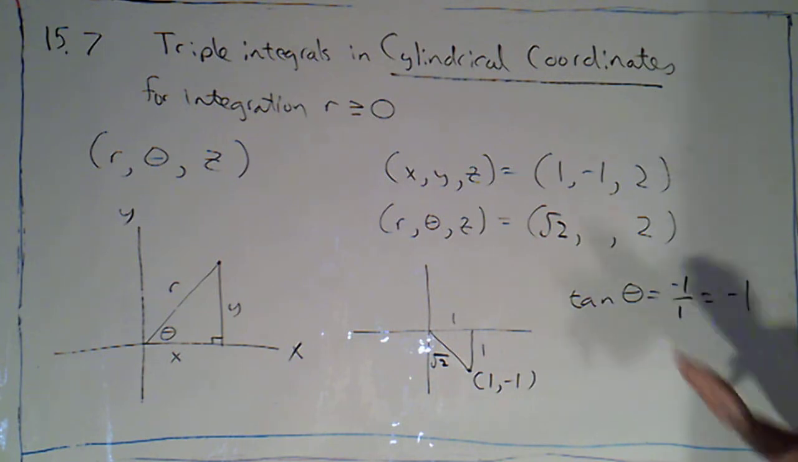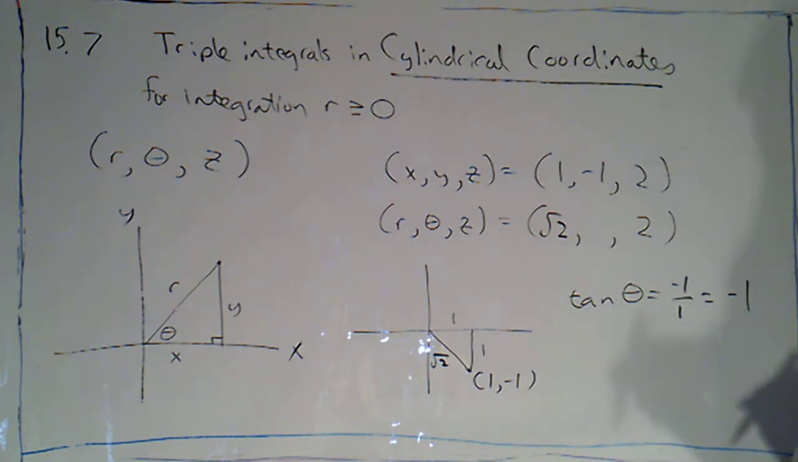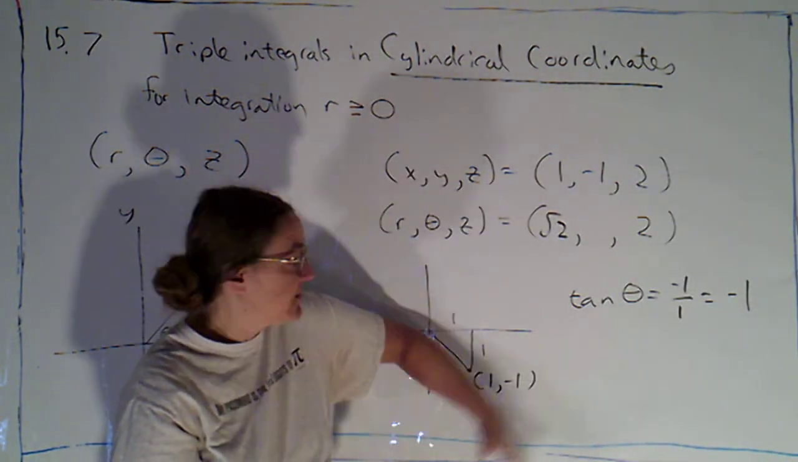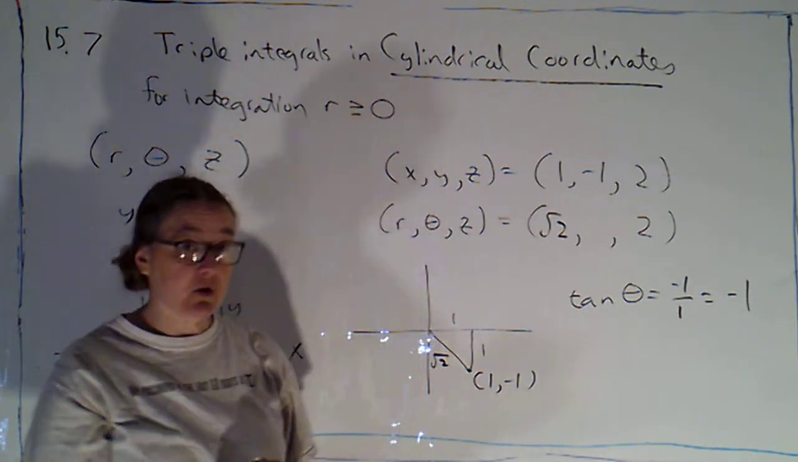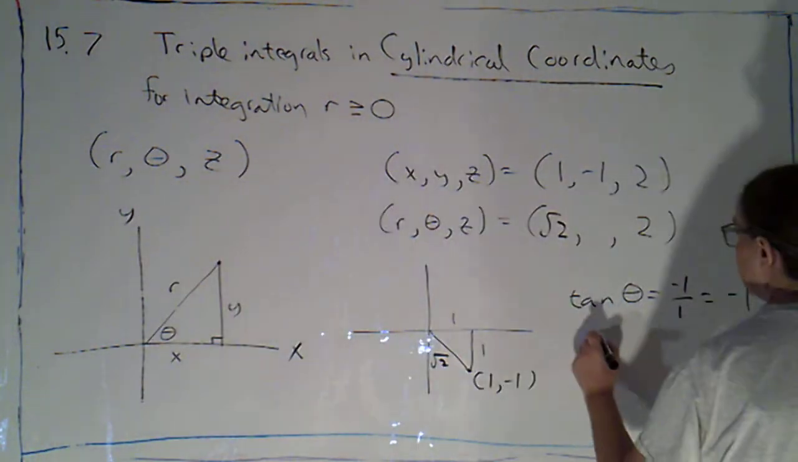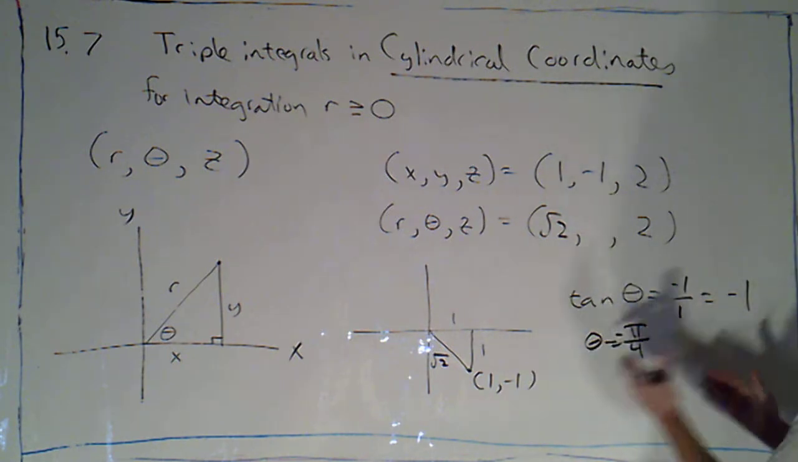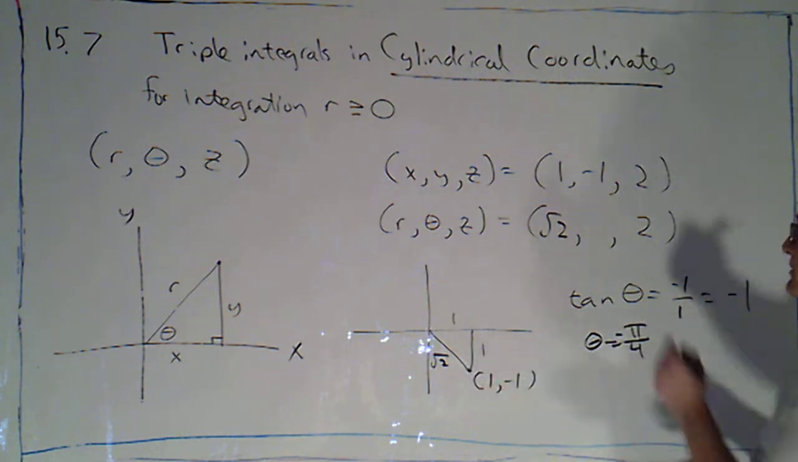Now, in this case, if I wanted to, I could actually use arctangent, because arctangent gives me an angle between negative pi over 2 and positive pi over 2. And so I could say that theta is equal to negative pi over 4. That is an angle whose tangent is negative 1. That is in quadrant 4.